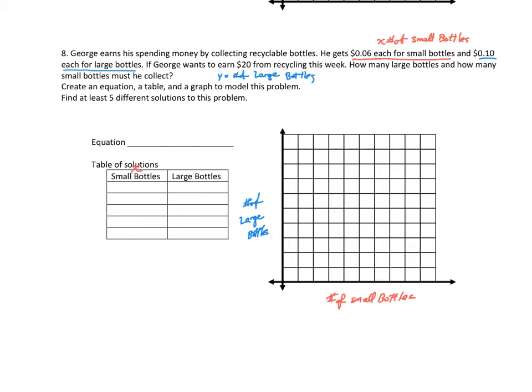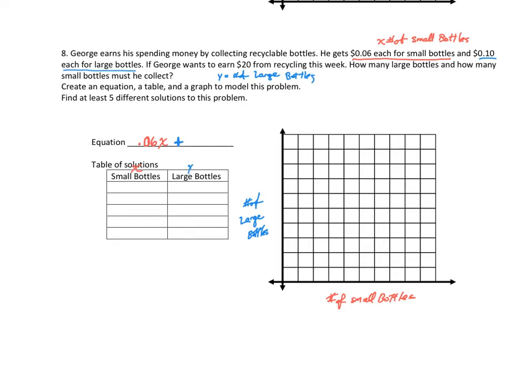Now, if you get 6 cents for each small bottle, that's the rate for the small bottles, and x is the number of small bottles. So that rate, 6 cents for each bottle times the number of bottles, will be 0.06x. Okay? That will be the money for all the small bottles. See, dollars per bottle times the number of bottles ends up being total dollars.